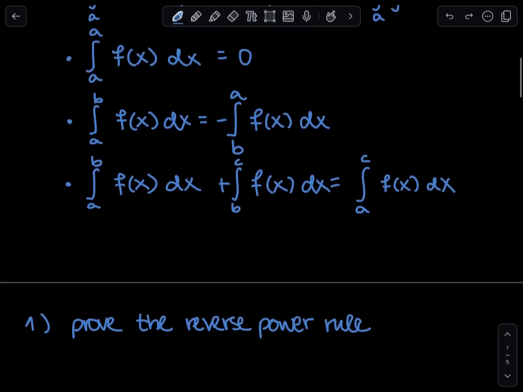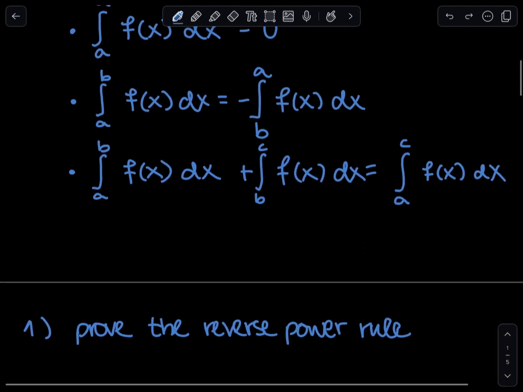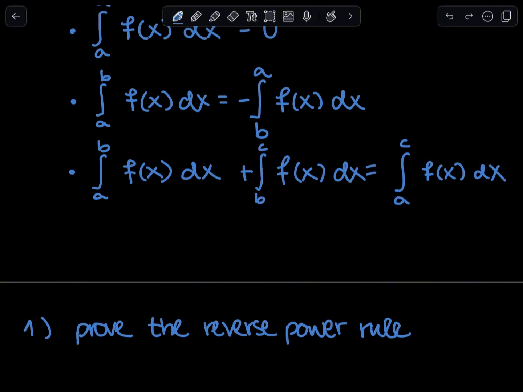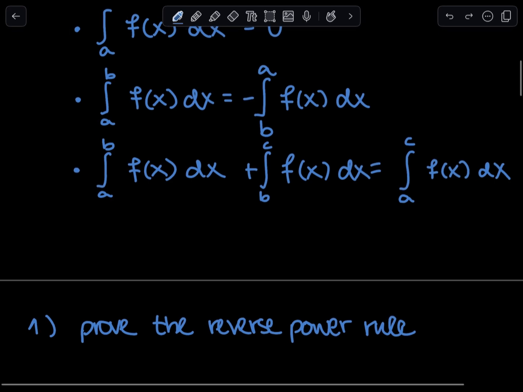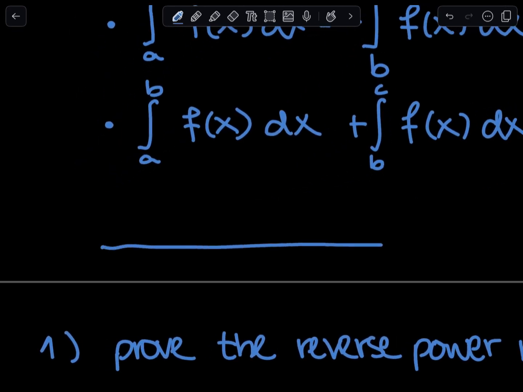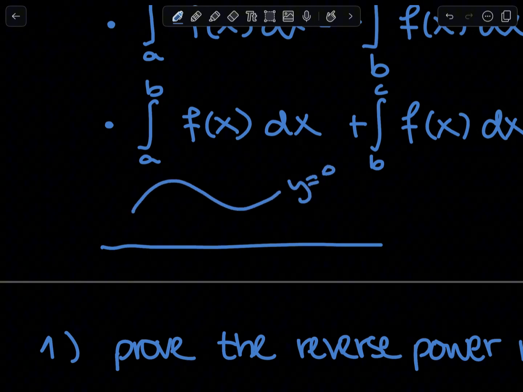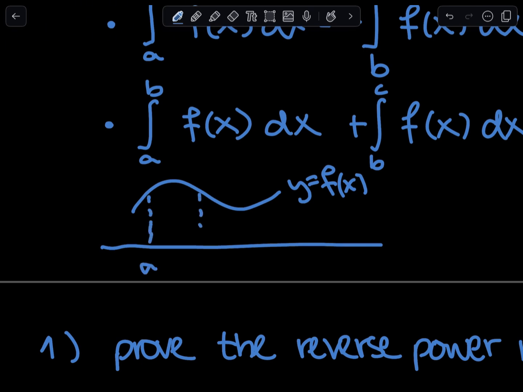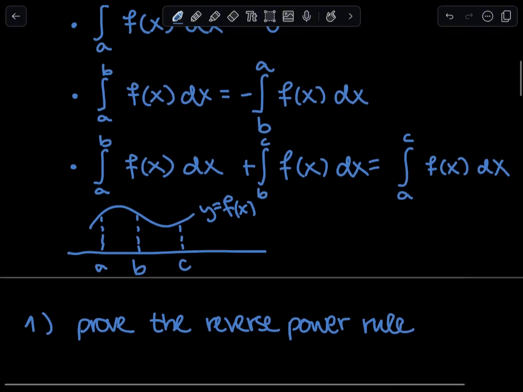And finally, if we have an integral from a to b of the function plus an integral from b to c of the function, then we can just rewrite this as the integral from a to c. And again, we can show it using areas. Imagine this is our function y equals f of x. Doesn't matter what it is. But let's say a is here, b is here, and c is here.